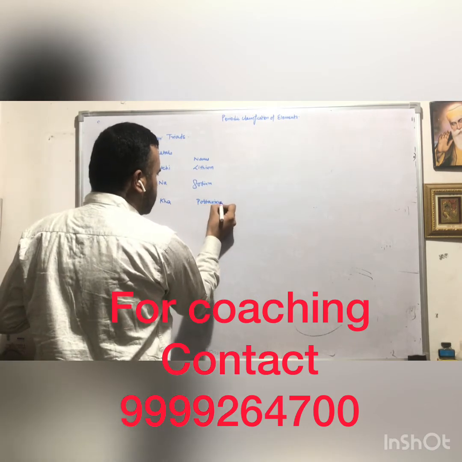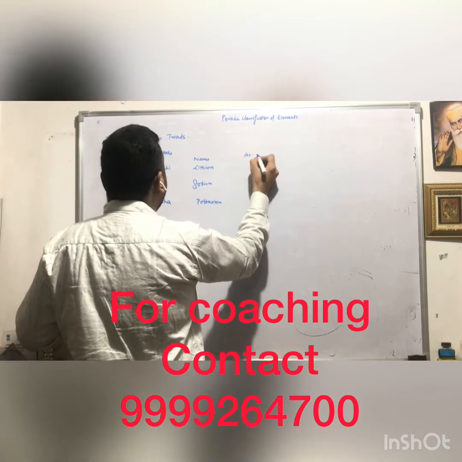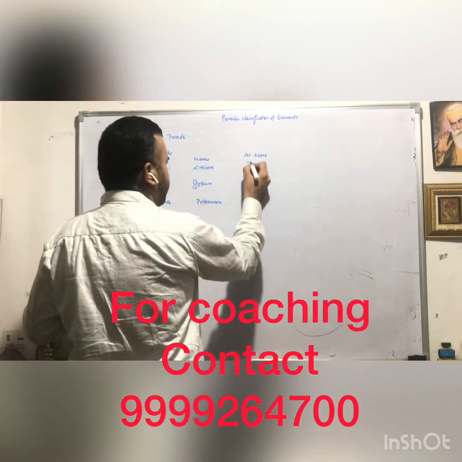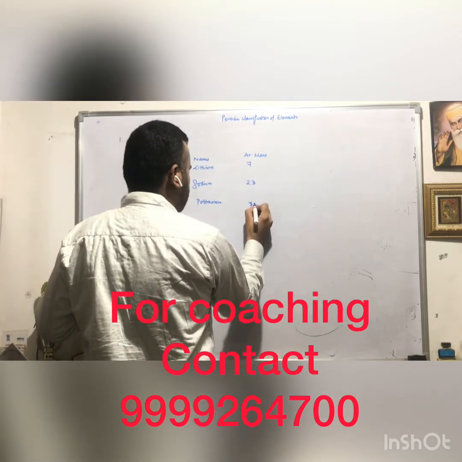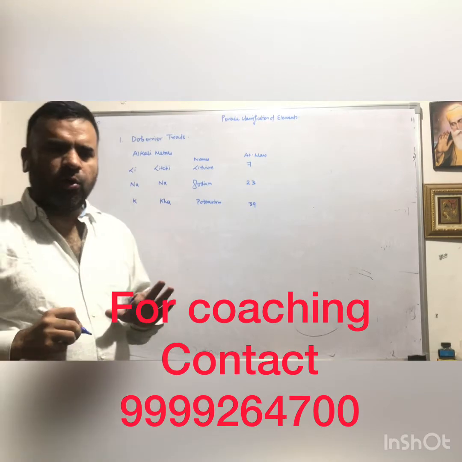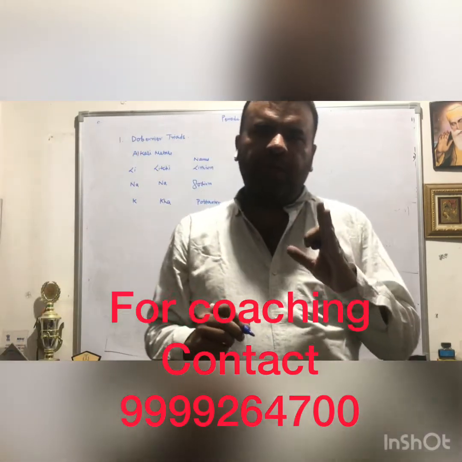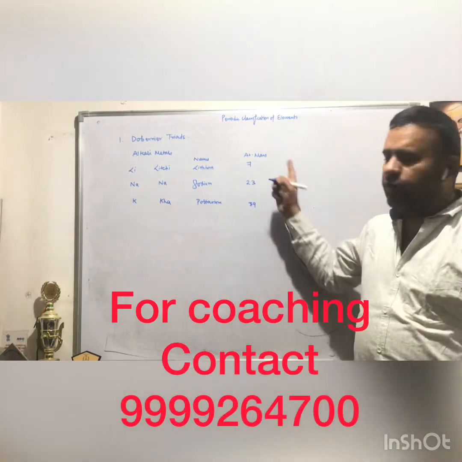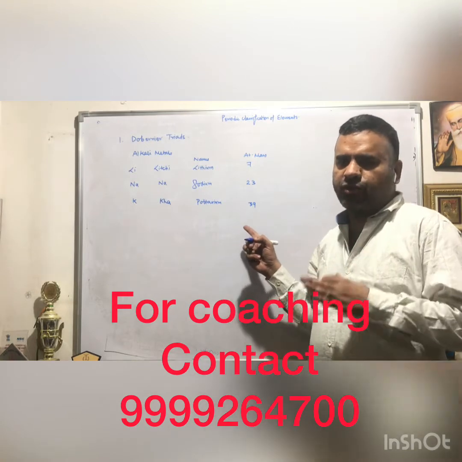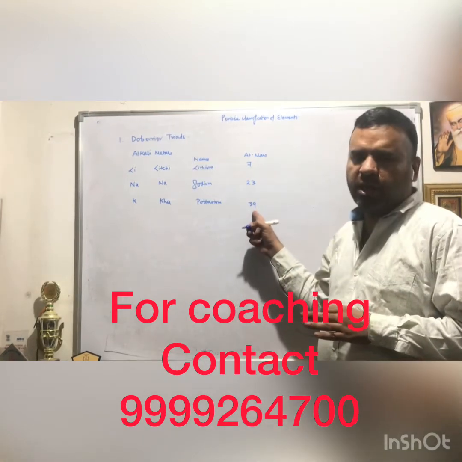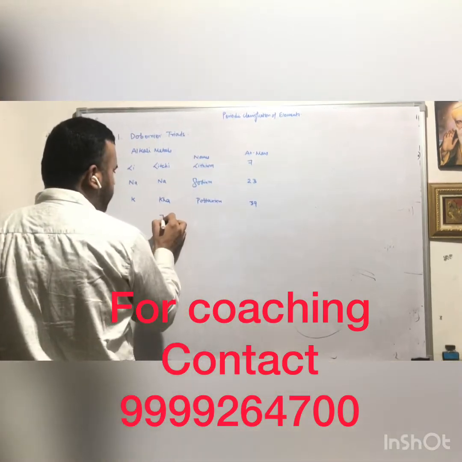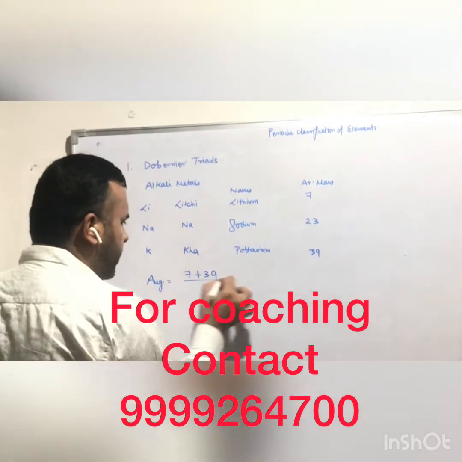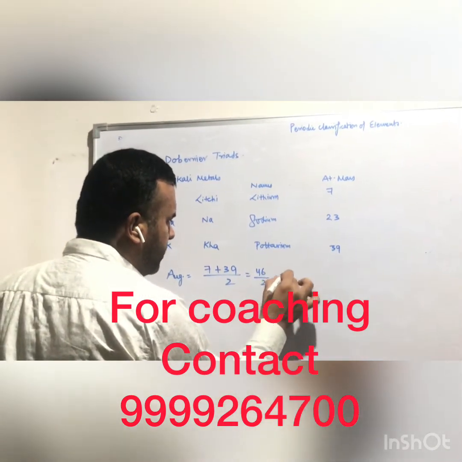And the atomic masses of these elements are 7, this is 23 and this is 39. Okay. Now what Dobereiner said is that if we arrange elements in order of their increasing atomic masses, then the average of the atomic masses of the extreme elements, here lithium and potassium are the extreme elements, you know the average, add both of them and divide by 2, is equal to the atomic mass of the middle one.